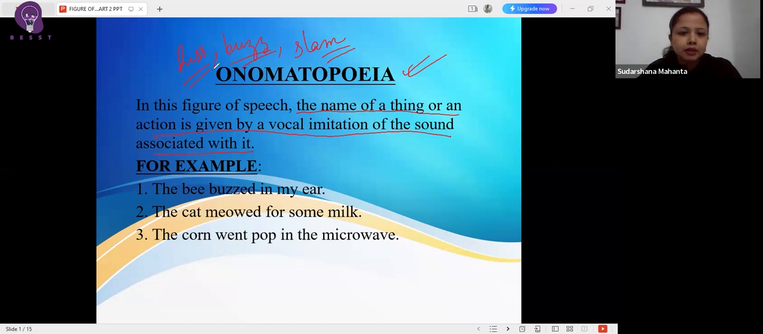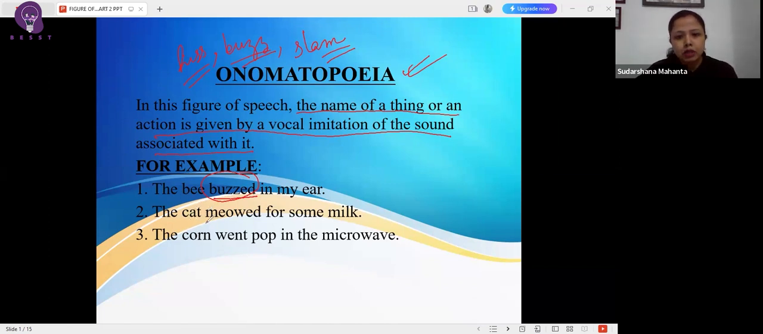As we see in the example, the bee buzzed in my ear. Buzz. Buzz is a sound made by a bee or some different insects. They make the sound of buzz. So this is an onomatopoeia. If it is asked to find the figure of speech in this particular sentence, the bee buzzed in my ear, the answer will be onomatopoeia. The figure of speech used is onomatopoeia.